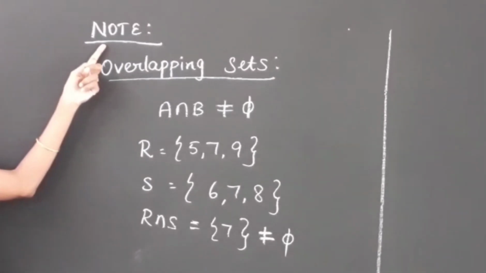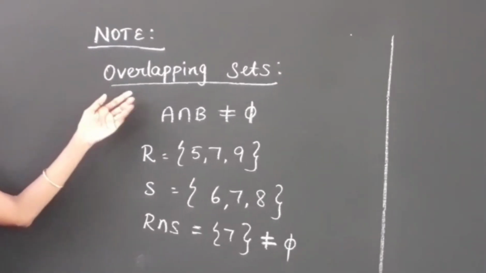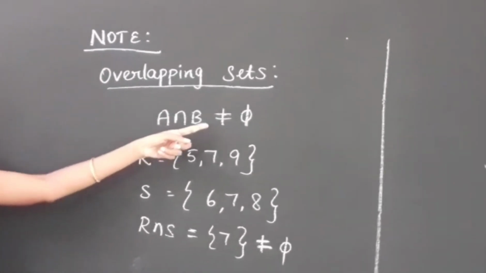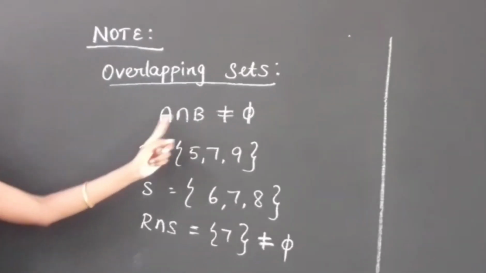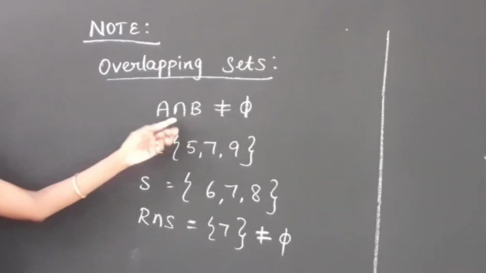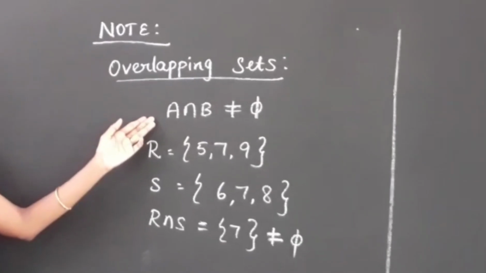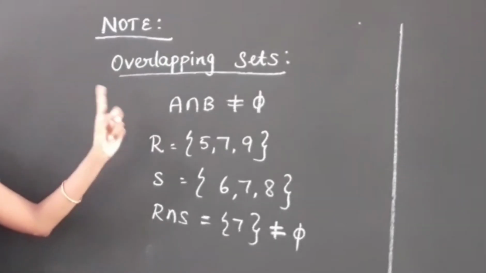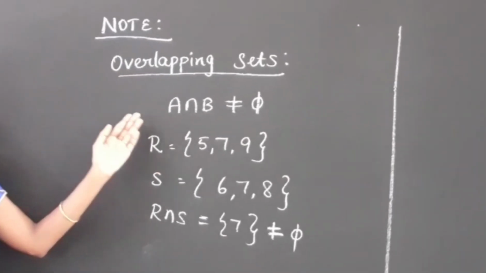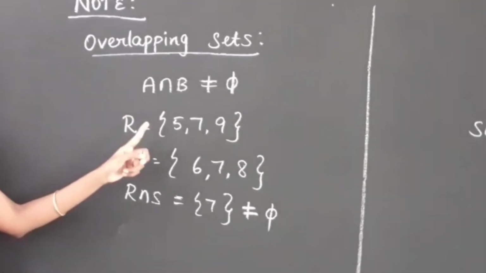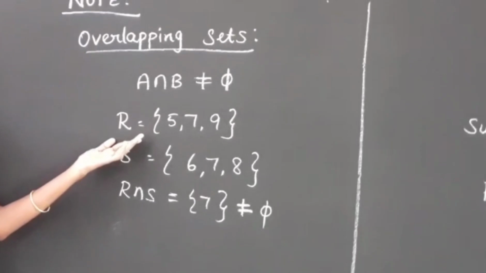Next, just note the overlapping set. Overlapping set is nothing but two sets whose intersection should not be empty. Intersection of two sets should not be empty means that is called overlapping sets. In other words, two sets having at least one common element is called an overlapping set.